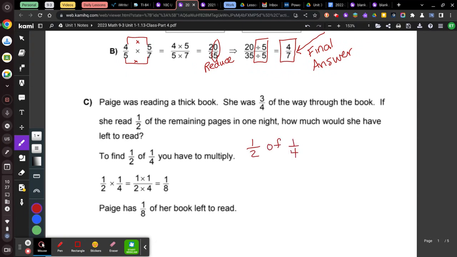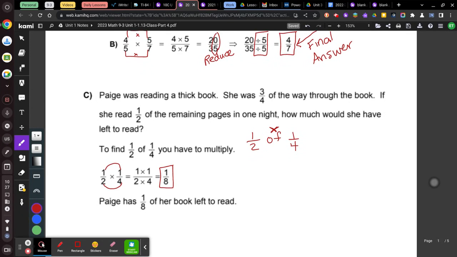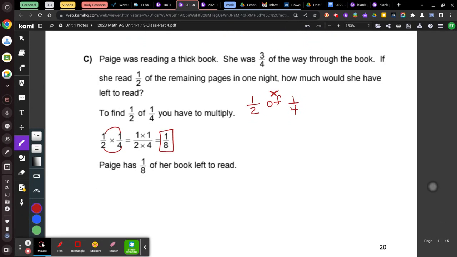The word of in math means multiplying. Okay, so the word sum in math means adding, difference or minus means subtracting, of means multiplying. So I want 1/2 of 1/4. So that means I'm multiplying top to top, bottom to bottom. That's going to give me 1 over 8. That means she has 1 out of 8 parts left to read of her book. She has 1/8 left to read.